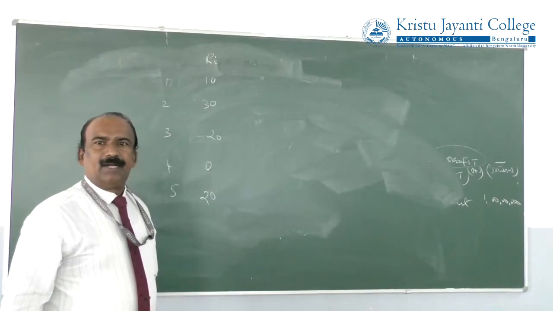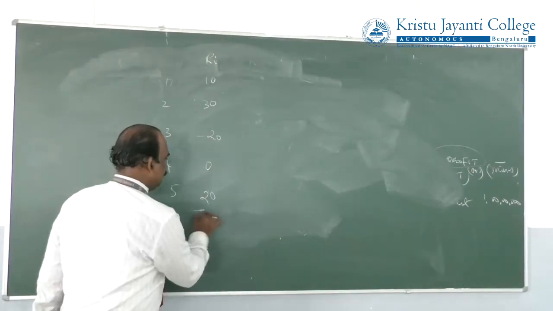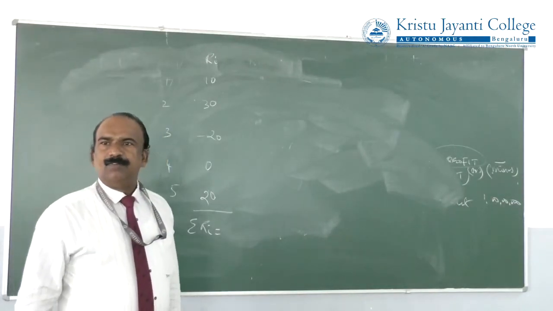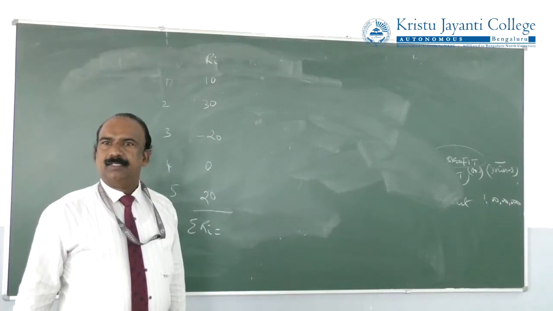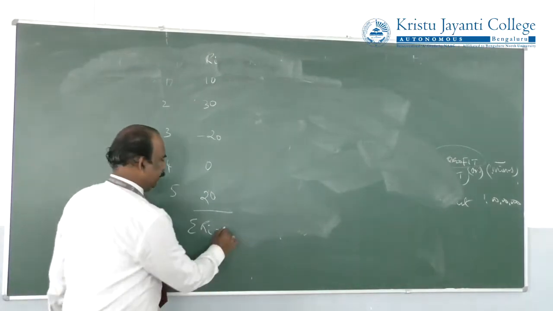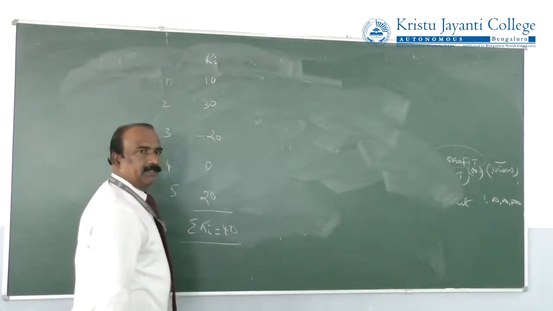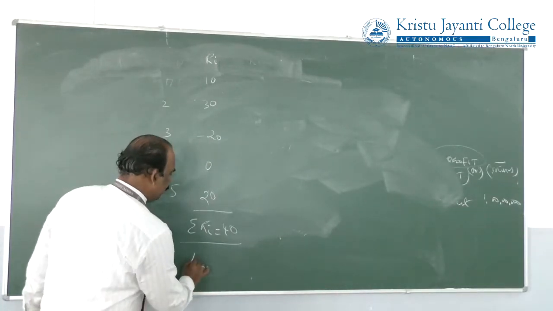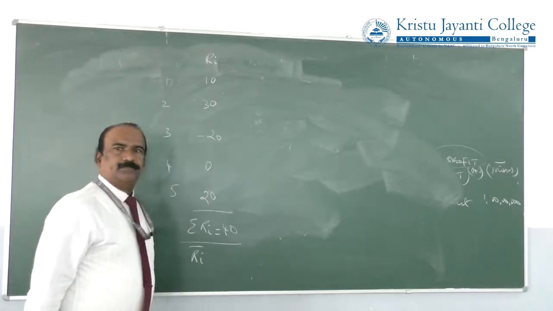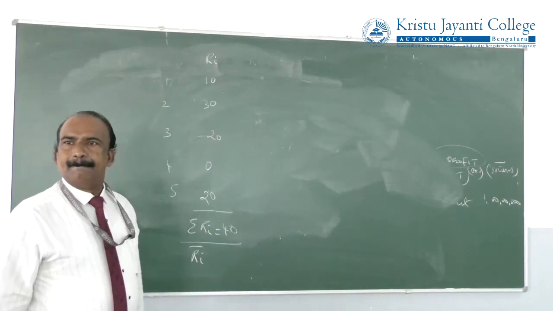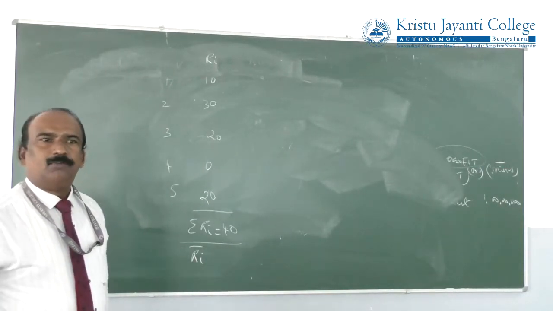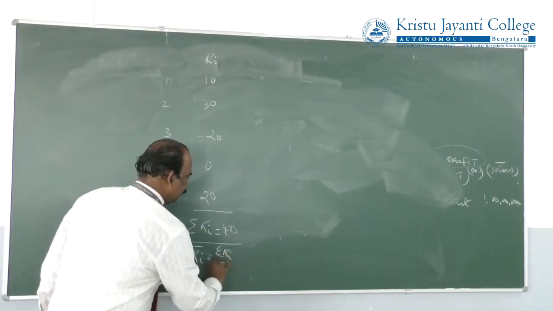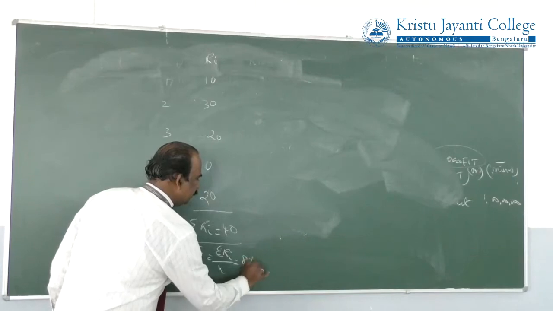First you have to calculate sigma Ri. What is sigma Ri? 40. Sigma Ri is 40. Now calculate R bar i. What is R bar i? Sigma Ri by n. So how much? 8%.